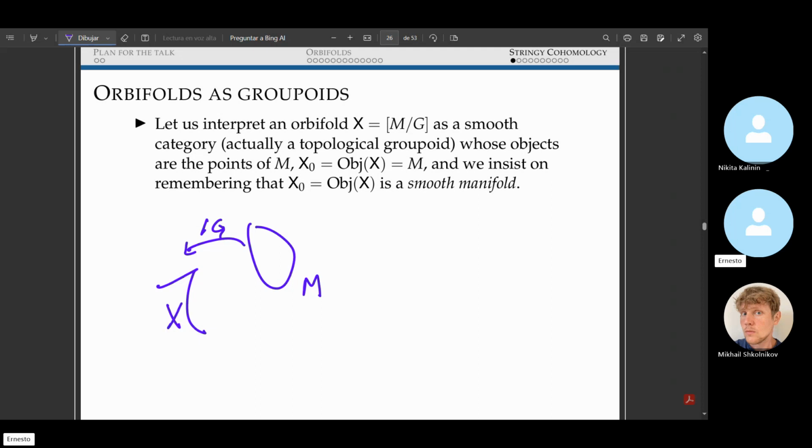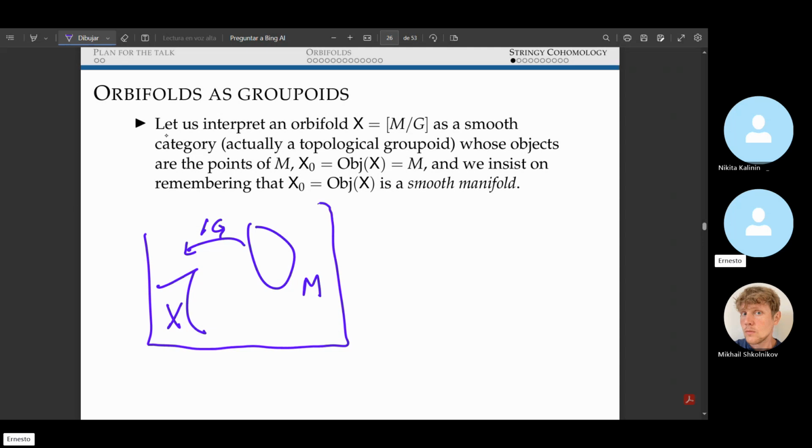But notice the font I'm using. This is not just X, could be just the space, but X. Well, I want to remember all this kind of story when I write this X.